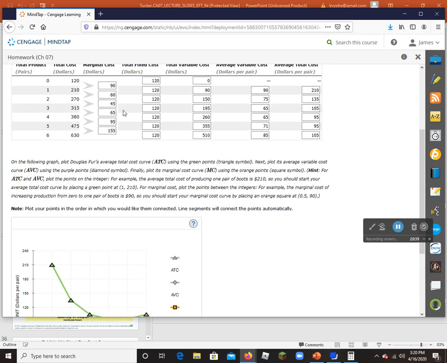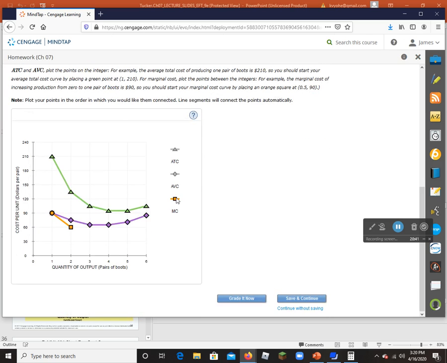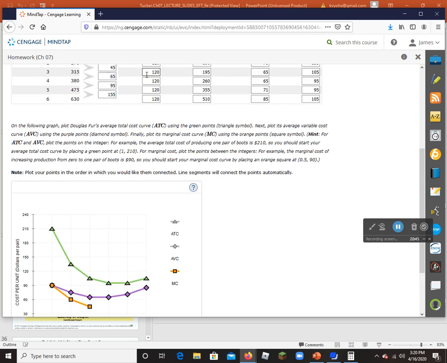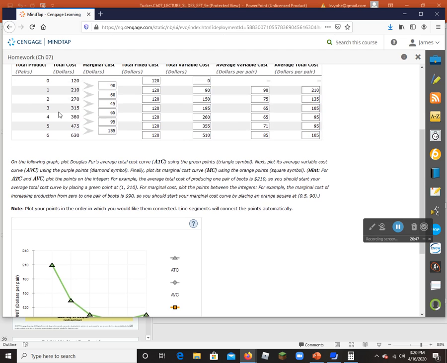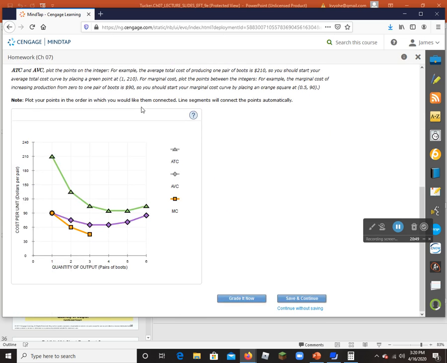So the third unit of output is $45 marginal cost. We go 3, 45. The fourth unit, you can see here, marginal cost starts to go up. It's $65. So we go over to 4 units of output, up to $65. I'm sorry, these got to be graphed on the half, my fault. There we go.